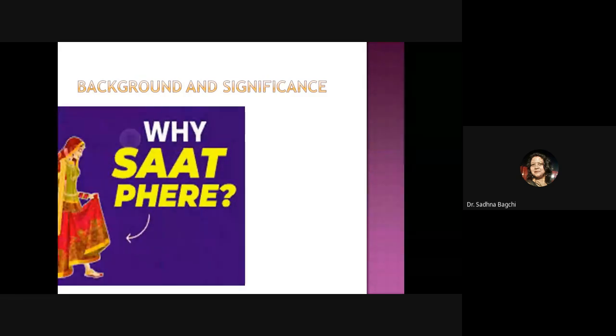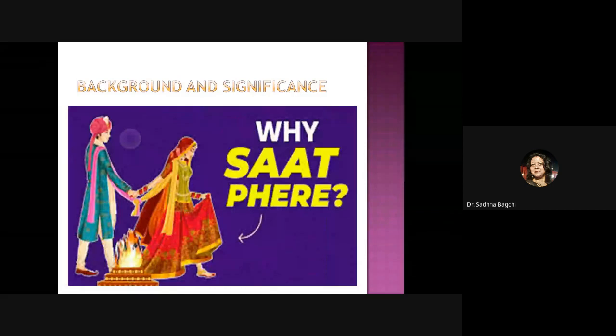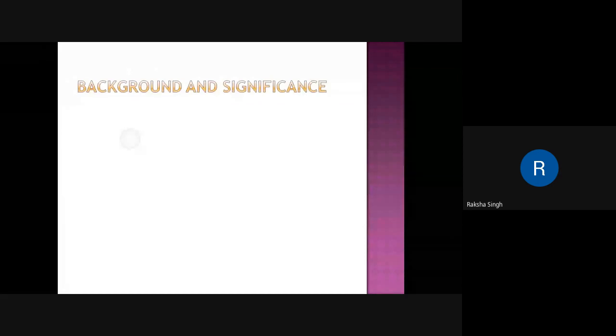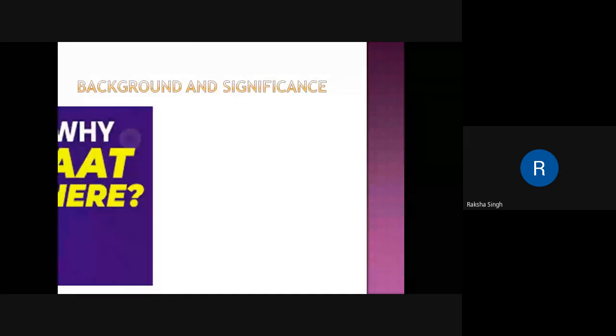Now, for this, I am showing this picture. Everyone is aware of this. What is the picture depicting? Can anyone see? Yes, anyone, unmute yourself and give the answer. Hello, participants. Can anyone say what the picture is depicting? The Hindu marriage ritual, that is the Saat Fere.